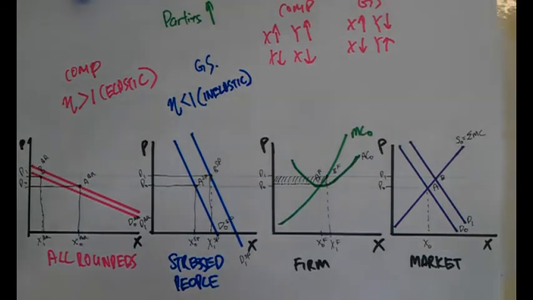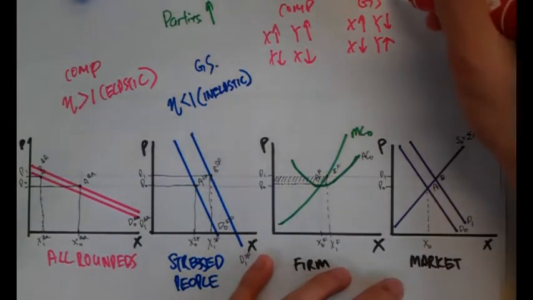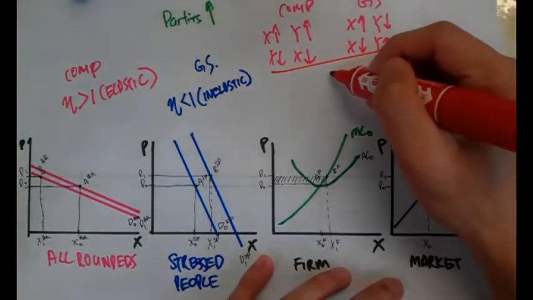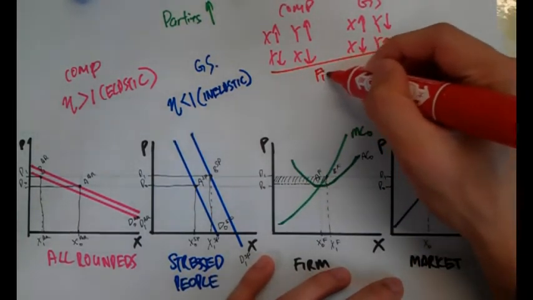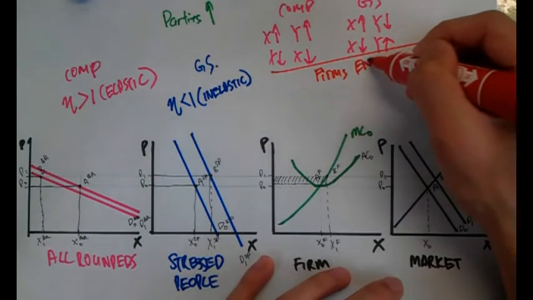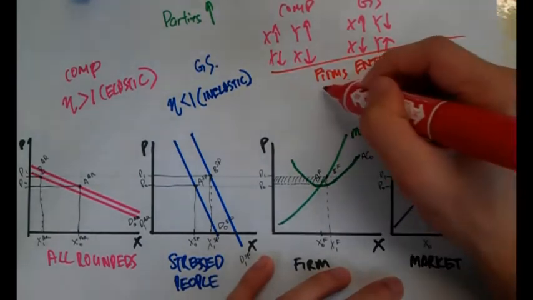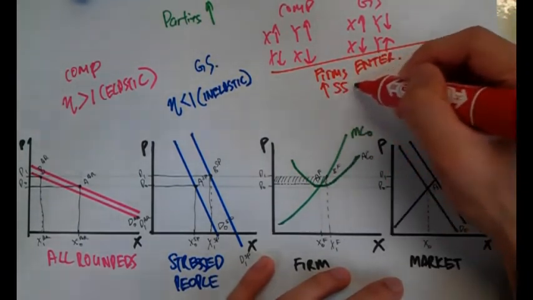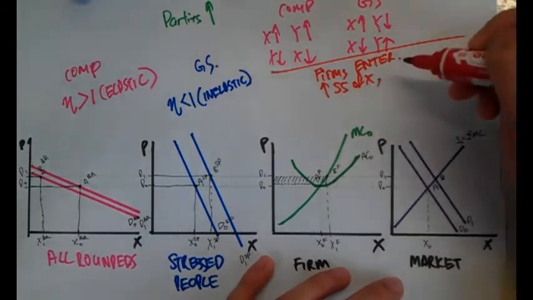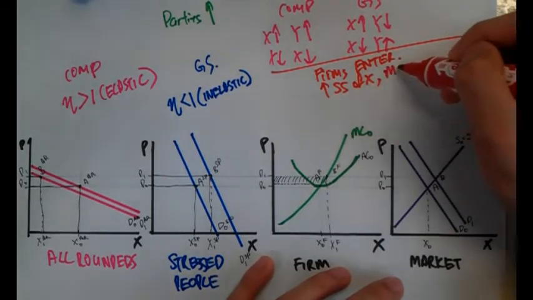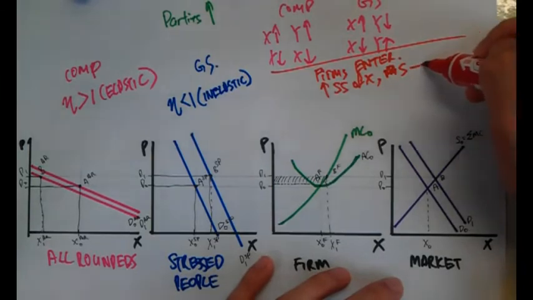So now you can either just do this, which is a very simple explanation. Let me tell you the steps. What's going to happen again? Look here. Firms enter, which will increase the supply of X. Then the supply curve is going to move outwards.